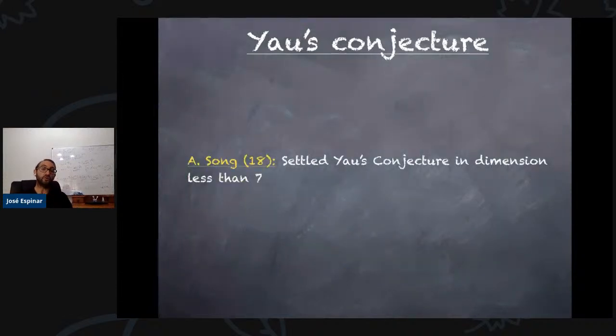But this method led a student of Fernando, Antoine Song, to settle in his thesis the Yau conjecture in dimension less than 7. So it's a beautiful thesis, and this is the way to do a thesis, right? It's an impressive masterpiece of mathematical art that Antoine Song did settling this Yau conjecture. He brought together all the tools that the school of Andrea and Fernando developed over all these years in minimax, putting it all together, also bringing new ideas in the topic in order to settle the Yau conjecture.